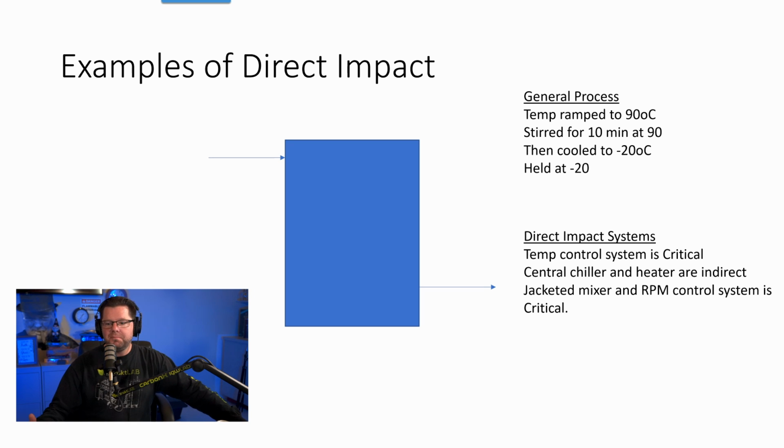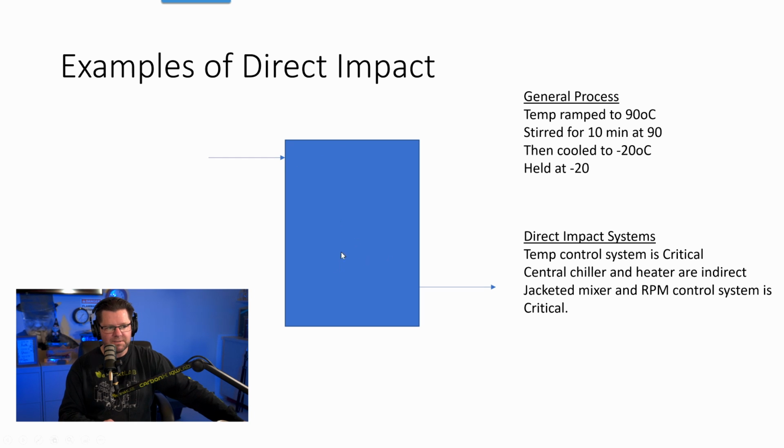So just to wrap up here, I'd like to give you an example of a direct impact system and go through a process. Very simple. I have a stirred reactor, with glycol coming in and glycol coming out. Over here there's a beautiful chiller, there's a heater, and a valve that switches from the heater to the chiller, or maybe it's a chiller-heater, I don't know. And then it comes into here.